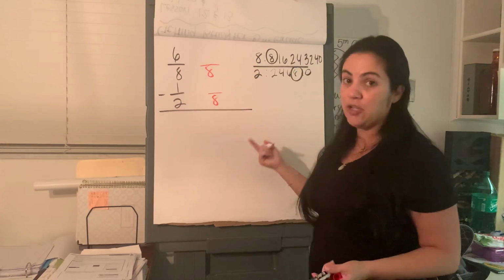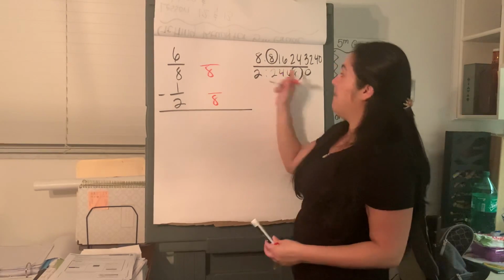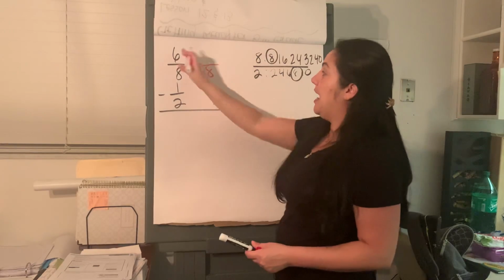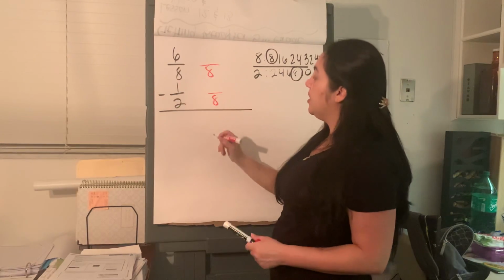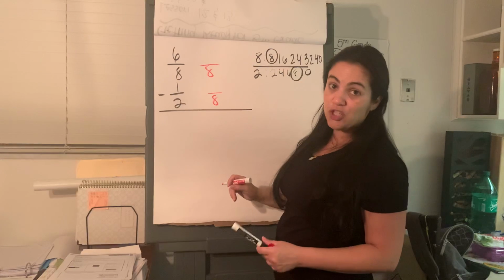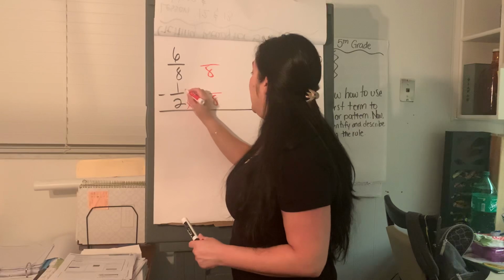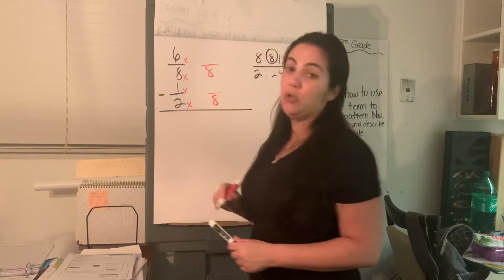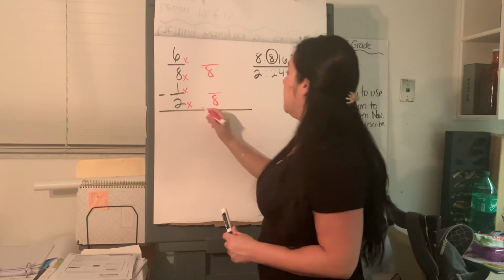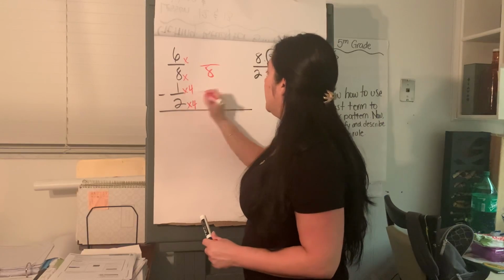So here I follow my steps. I found my least common multiple. I rewrote my fractions one on top of the other. I rewrote my new fractions with a new denominator. And now here I'm going to find how they're related by using multiplication. 2 times what equals 8? That's 4. So I do the same thing to the top.